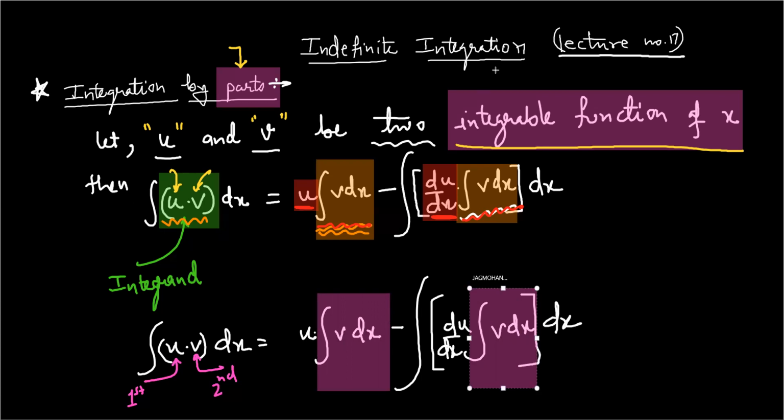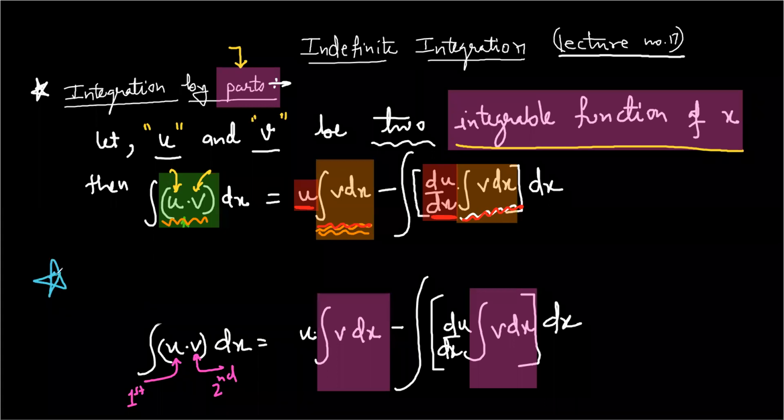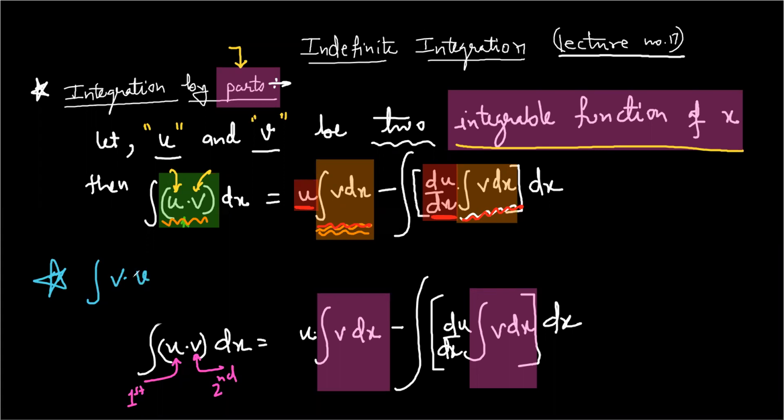Now the question that arises here is, what if I integrate v into u dx? That is, suppose instead of writing uv dx, I write v into u dx and I integrate. Let's see here. Suppose I write integration of v into u dx. Now see here, I have changed the order. I have written v as the first factor and u as the second factor, which is the reverse of what I had done here.